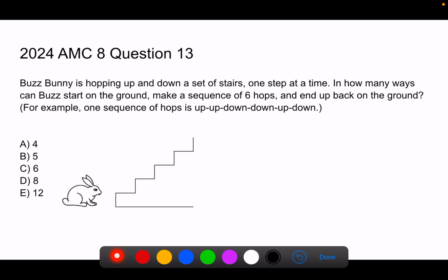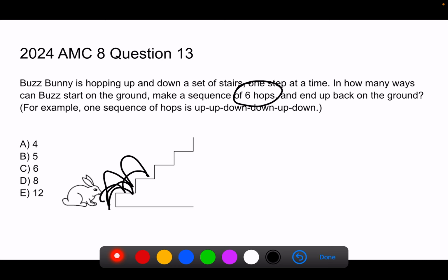2024 AMC 8, question 13. Buzz Bunny is hopping up and down a set of stairs, one step at a time. In how many ways can Buzz start on the ground, make a sequence of 6 hops, and end up back on the ground? For example, one sequence of hops could be up, up, down, down, up, down.